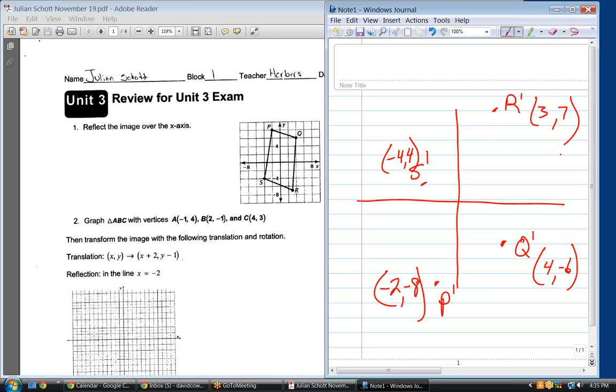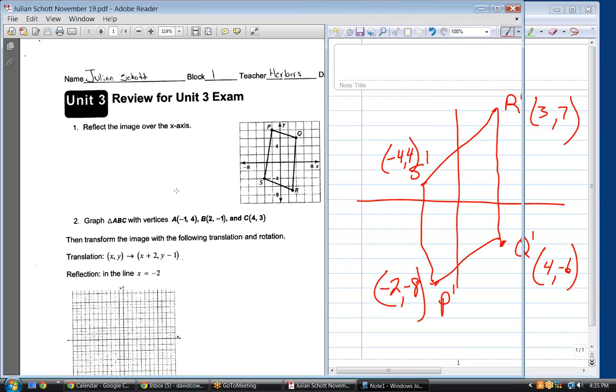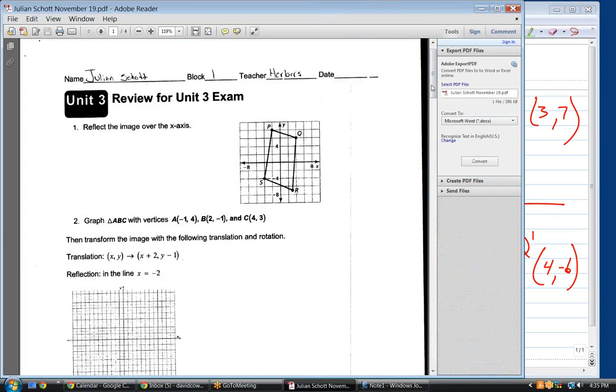And if we connect the dots, there's our figure reflected over the axis. And notice the slopes are exactly opposite on everything. It's hard to tell the way I graphed it, but all right, let's go to 2.